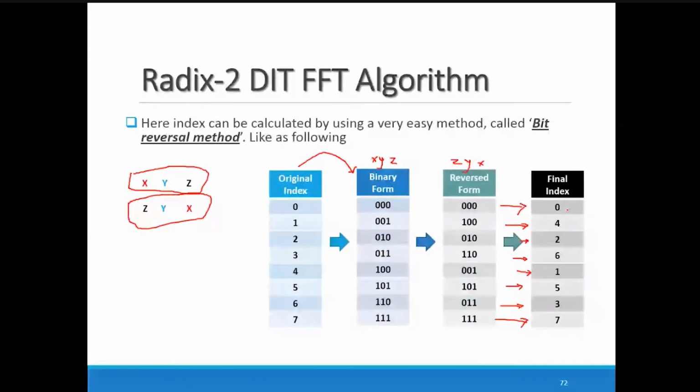Here you can say x0, x4, x2 and x6, then after that x1, x5, x3 and x7.